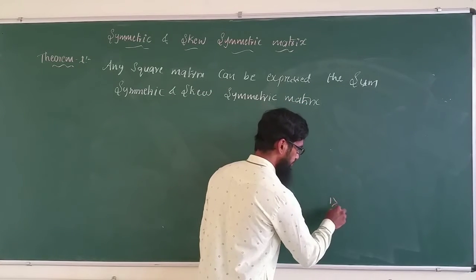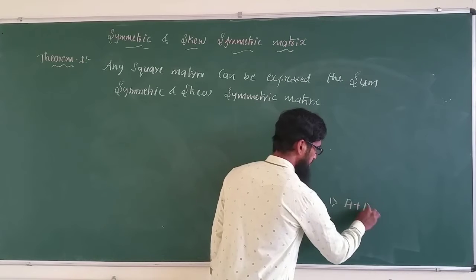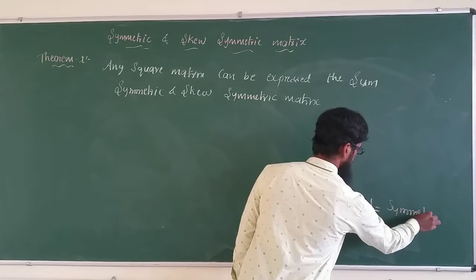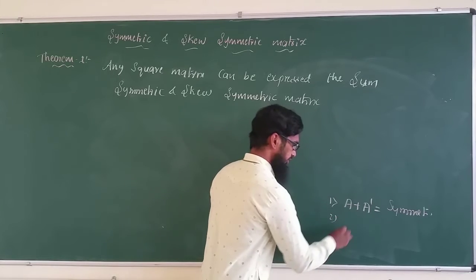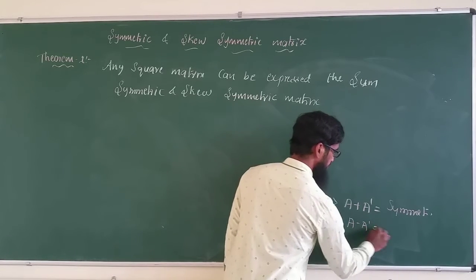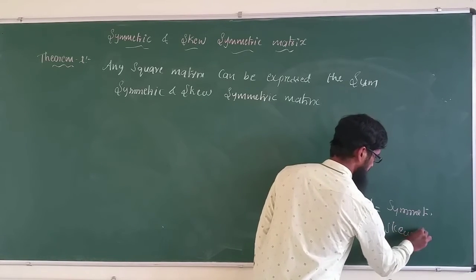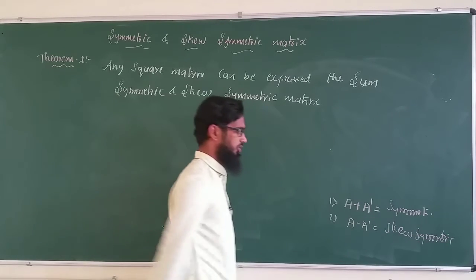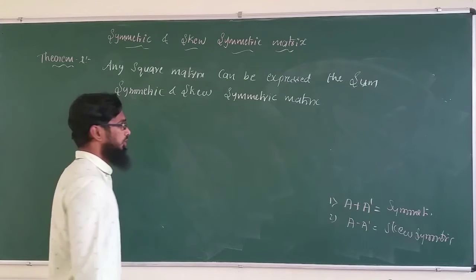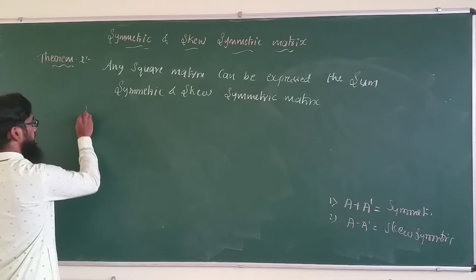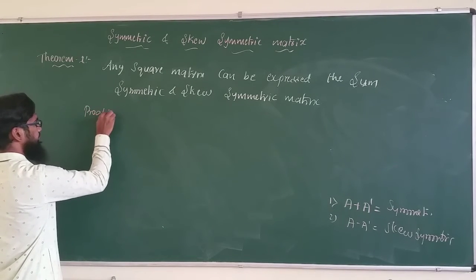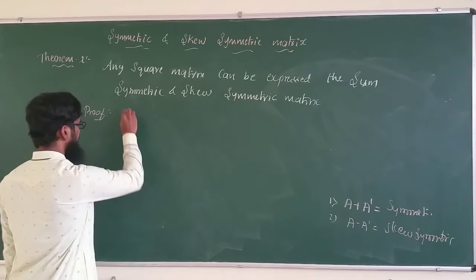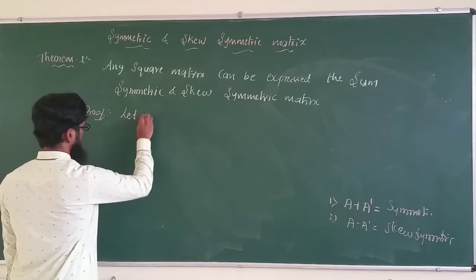From theorem 1, I can represent this: A plus A dash is what? It's a symmetric matrix. Second, A minus A transpose is a skew symmetric matrix. So these are the two conditions we just remember here. Okay, how to prove it? It's a very simple thing. So let us consider one simple square matrix here.